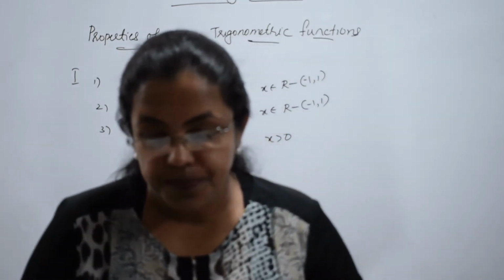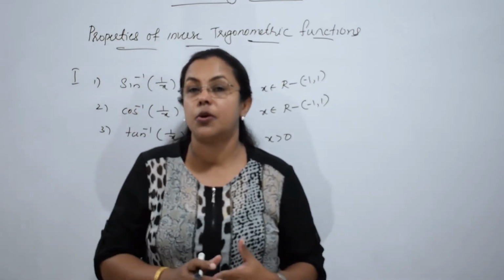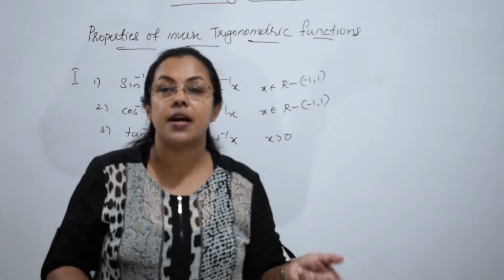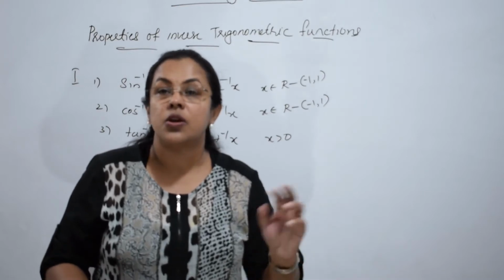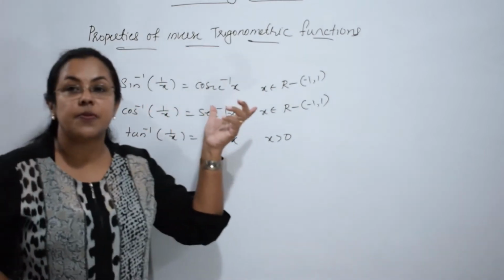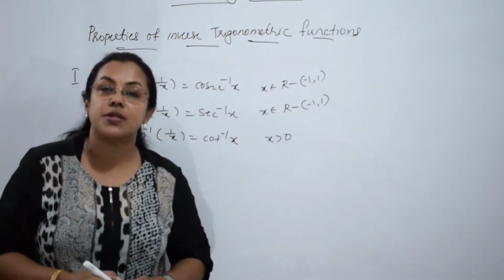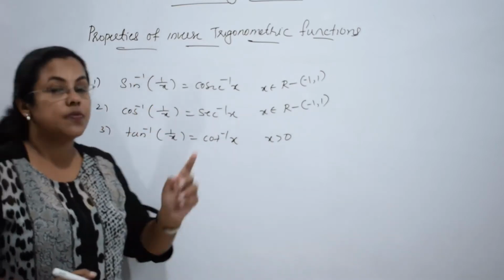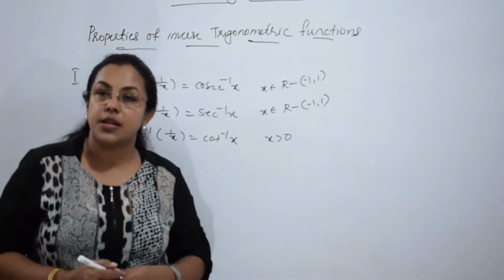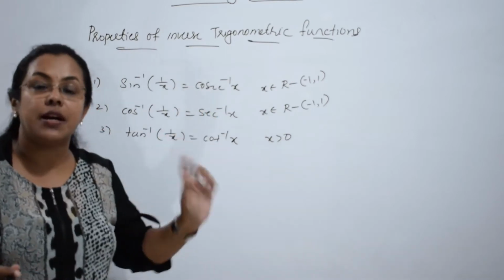You have learned reciprocal functions in class 10. What are the reciprocal functions? Sine and cosec, isn't it? Cos and sec, tan and cot. Here look at these functions, how they are related. Sine inverse 1 by x is equal to cosec inverse x, cos inverse 1 by x is equal to sec inverse x, and tan inverse 1 by x is equal to cot inverse x. We will prove one of them, the rest we will understand.